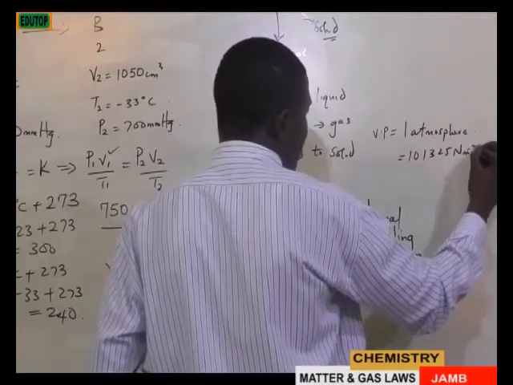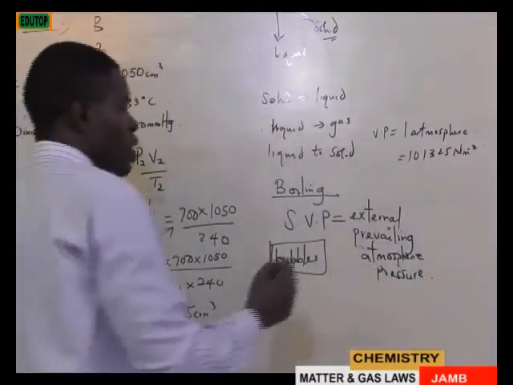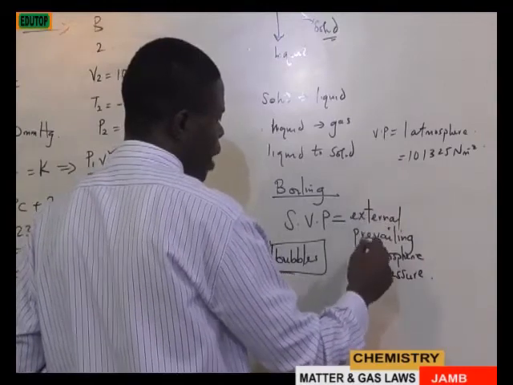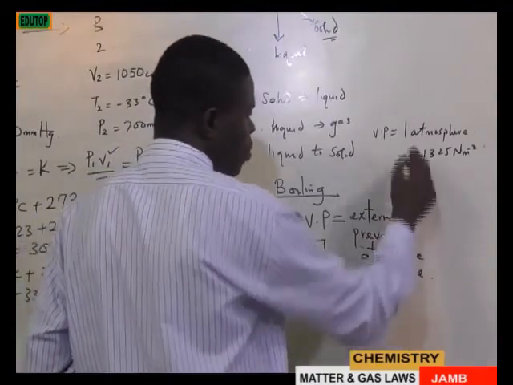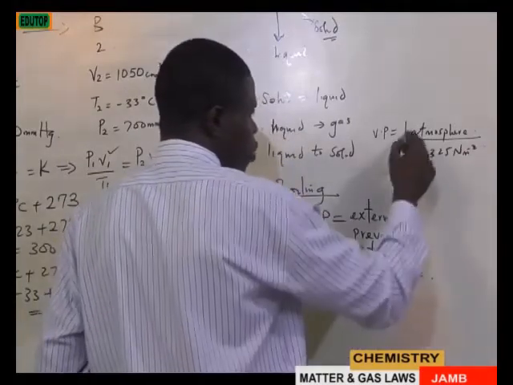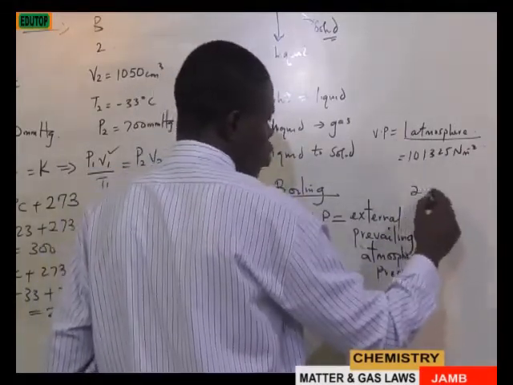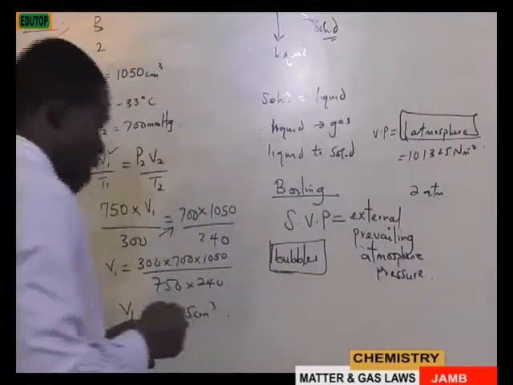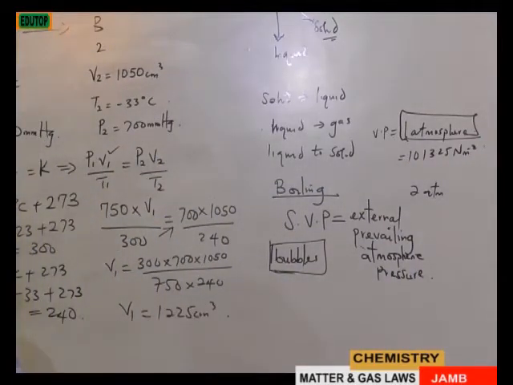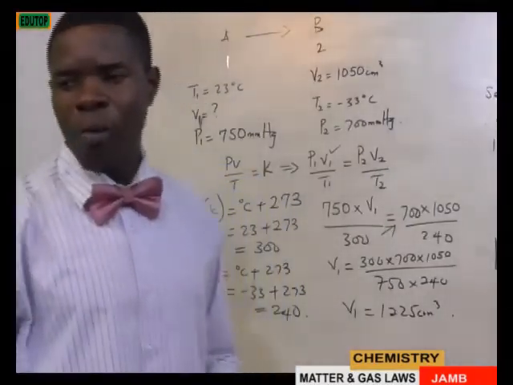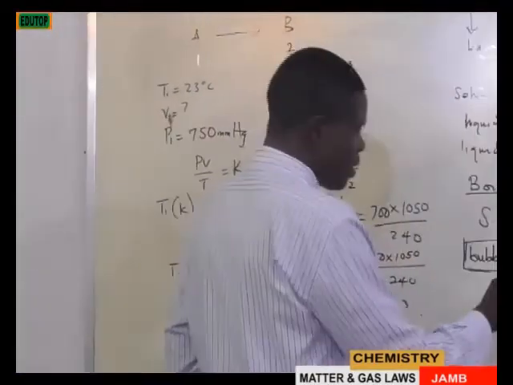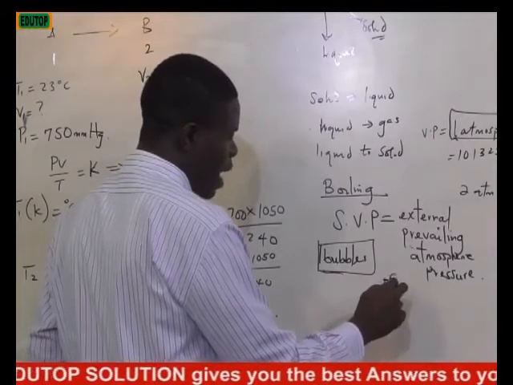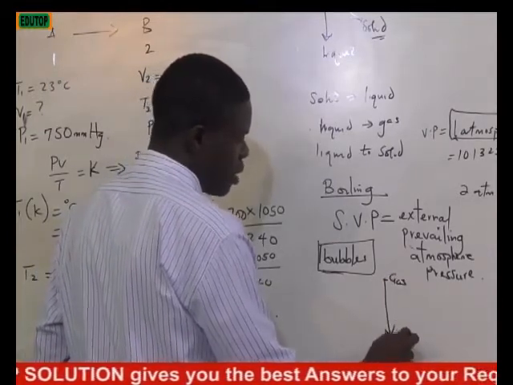101,325 newton per meter squared. So that is not it, because boiling is when the saturated vapor pressure equals the external prevailing atmospheric pressure, which cannot be only 1 atm. It cannot be 1 atm, because what about when you are saying 2 atm? It cannot be so specific, and that is why that option is not suitable. Then D, the rate of condensation. This is when you have gas coming back to what? Liquid. That's condensation.